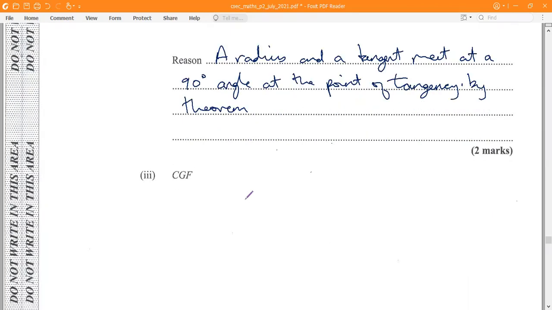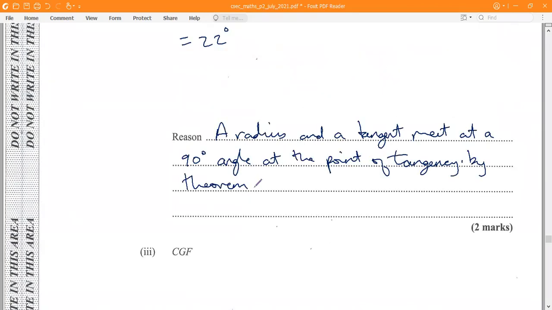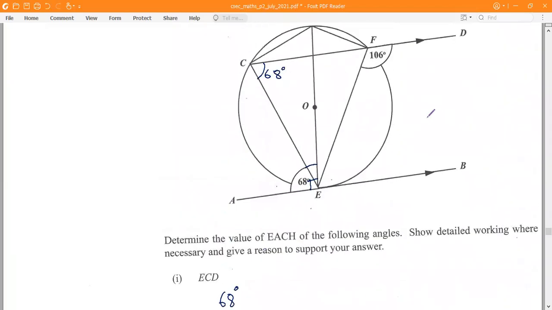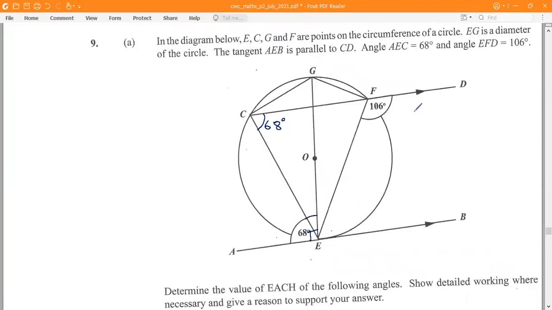Right, so CGF. Let's work out angle CGF. Angle CGF is this angle here. What we have to do is find the angle CEF, and then we'll use the theorem associated with cyclic quadrilaterals. So let's find this missing angle here first.